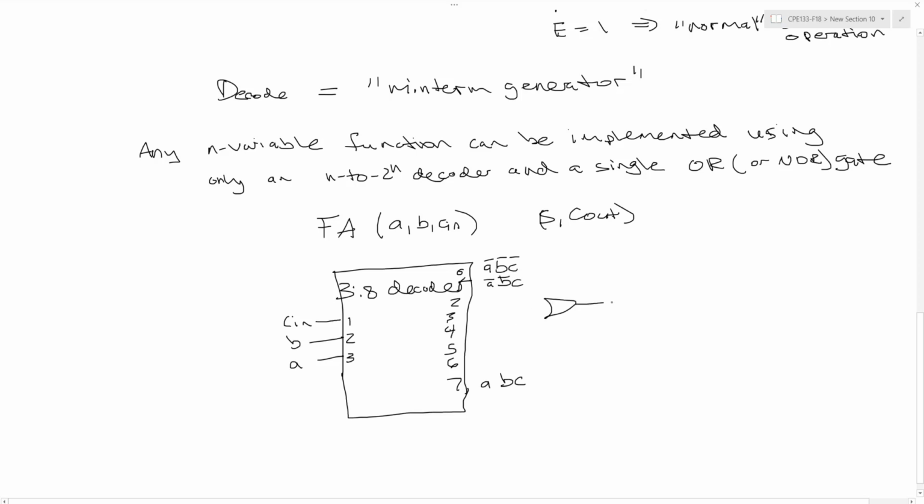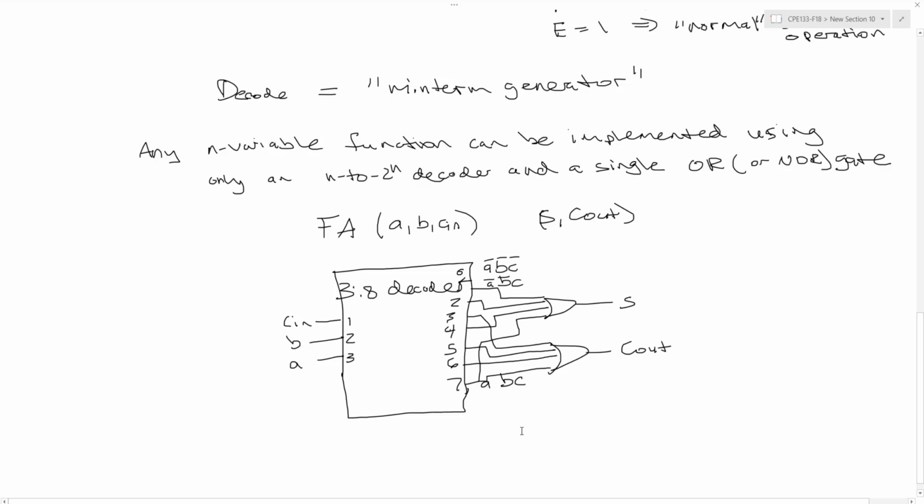So the sum is the OR of minterms 1, 2, 4, and 7. Those are the 4 input cases where I have a sum equal to 1. For the carryout, well, I have a carryout when the input is 0, 1, 1, or 1, 0, 1, or 1, 1, 0, or 1, 1, 1.